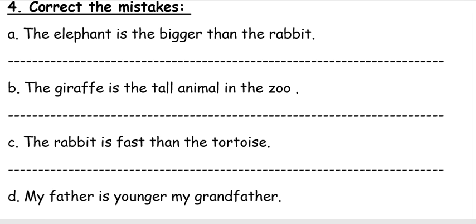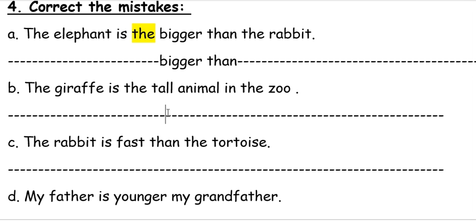Now let's move to the last exercise. Exercise 4. Correct the mistake. The elephant is the bigger than the rabbit. Do we say the when we use the comparative form? No. So I'm going to say the elephant is bigger than the rabbit. Bigger than the rabbit.